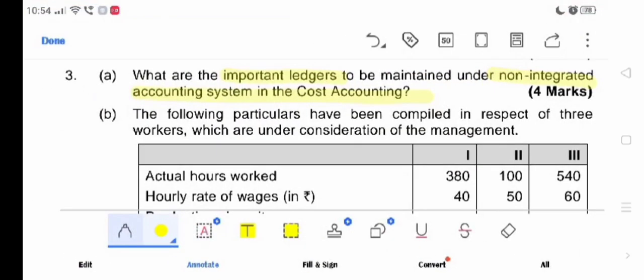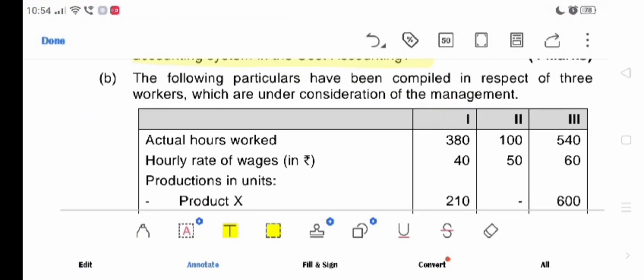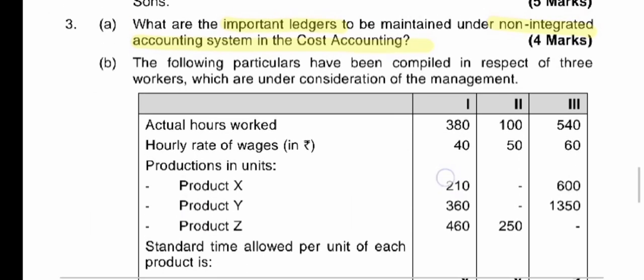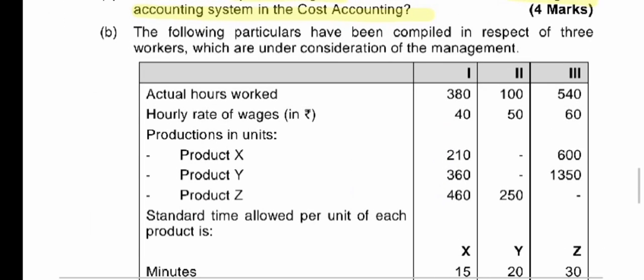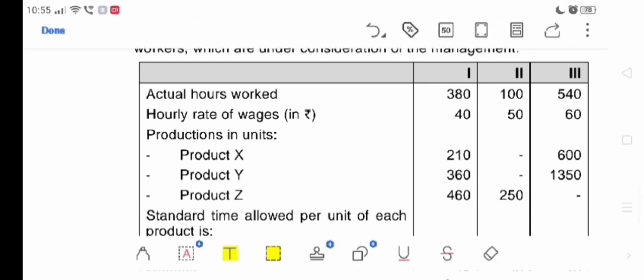Now let's proceed with this practical question, question number 3 part B, which is a practical one. The following particulars have been compiled in respect of three workers which are under consideration of the management. So this is labor costing, guys. There are three laborers, person 1, 2 and 3, and what are the hours they have actually worked and what are the hourly wages and all they have given.